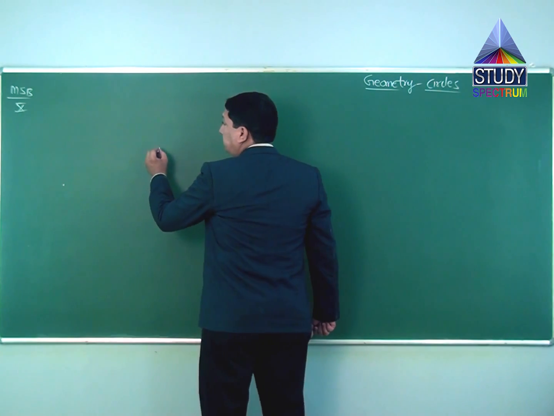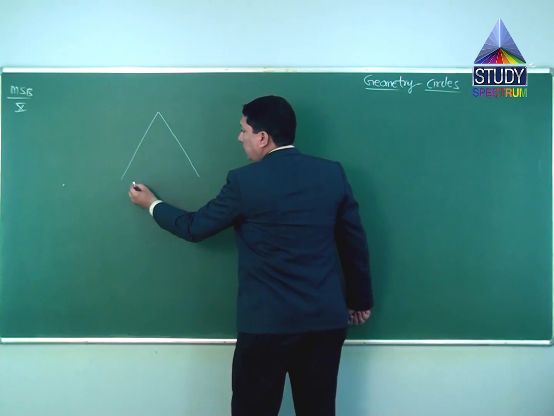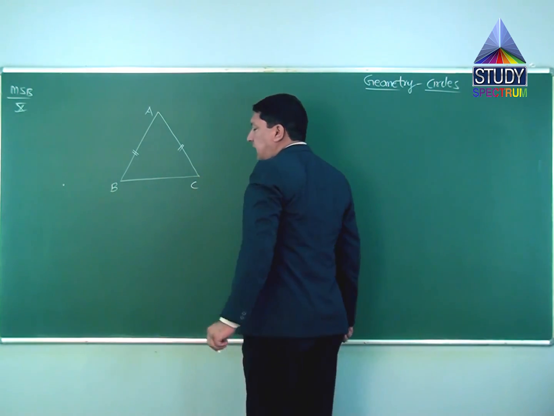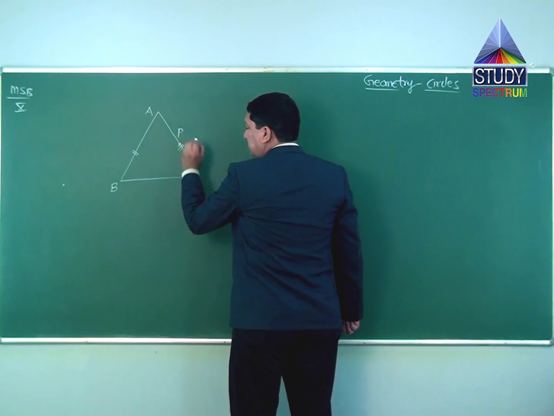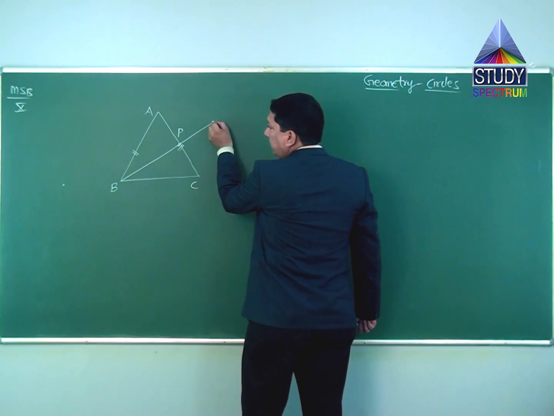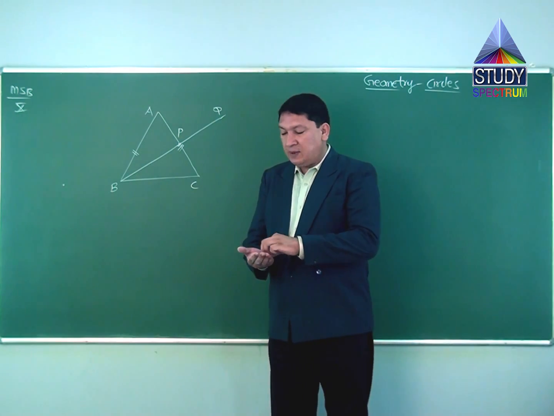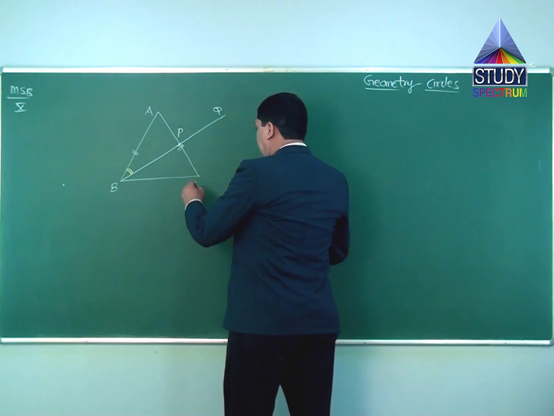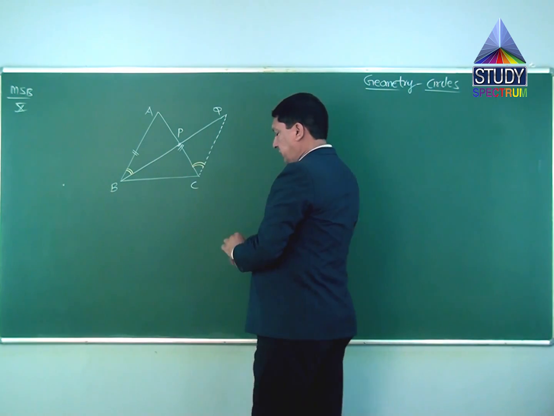Given to us is one triangle ABC. This is problem set question number 24 of Maharashtra State Board. In triangle ABC, AB is congruent to AC. Then it is also mentioned there is a point P on line AC, and B and P are joined and extended till point Q, such that angle ABQ and angle ACQ are congruent. So I'll mark this angle also. These two angles are congruent, given to us.